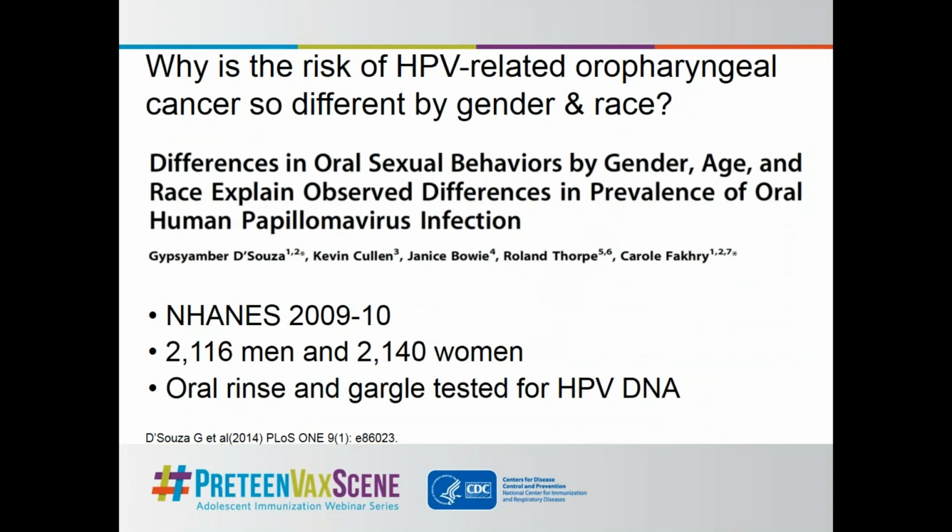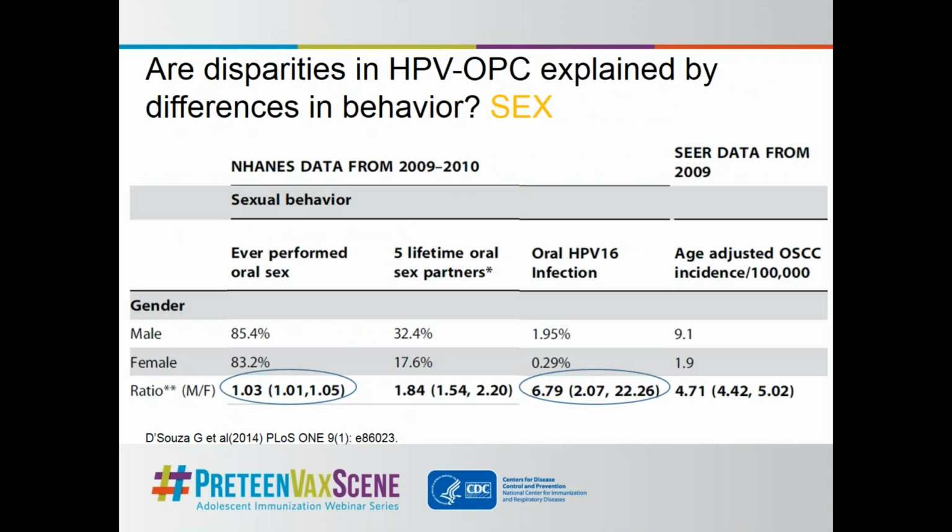So why is the risk of HPV-related oropharyngeal cancer, as well as oral HPV infection, so different among men and women? Well, we did some research in NHANES, which is a population-based national study, and we saw that men and women had the same likelihood, same history. Most men and most women in the U.S. have performed oral sex in their life. And it's true that there are more men than women who had a high number of partners, so 5 or more lifetime oral sexual partners.